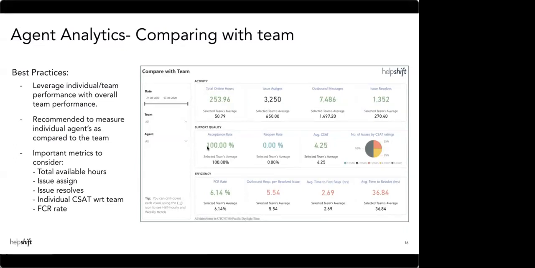This report contains many valuable metrics for evaluating your team's activity, quality of support, and efficiency. This report also allows you to easily compare agents' performance to the entire team's performance. A few important metrics to look at would be total available hours, issue assigns, individual CSAT with respect to the entire team, FCR rate, issue resolves, and so on.